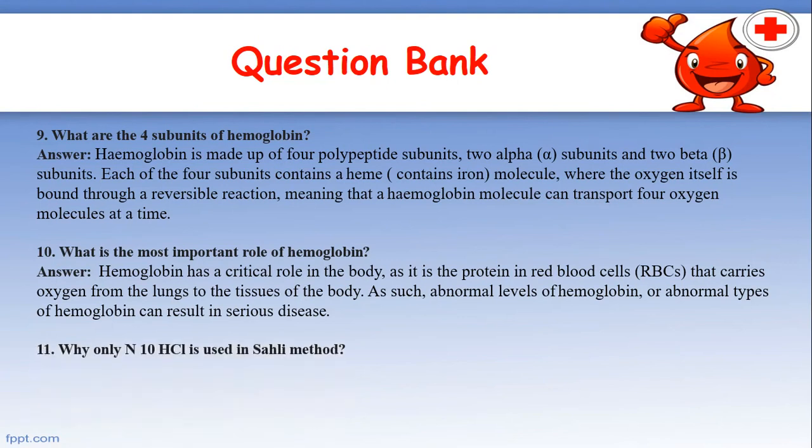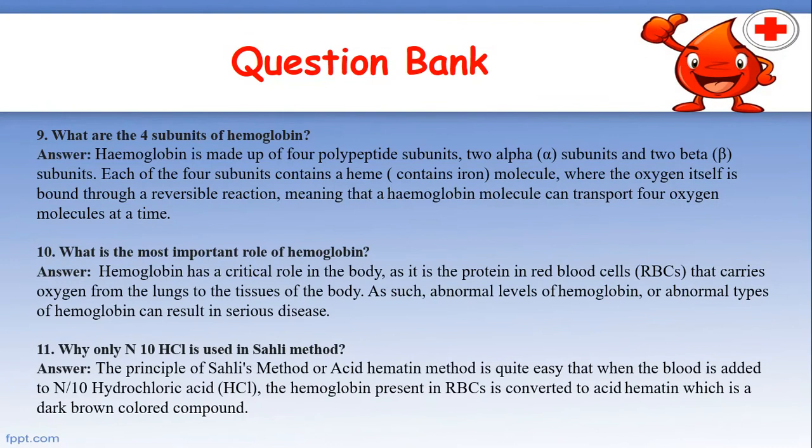Why is only 0.1 normal HCl used in Sahli's method? The answer is, the principle of Sahli's method, or the acid hematine method, is quite easy. When the blood is added to 0.1 normal hydrochloric acid, the hemoglobin present in RBCs is converted to acid hematine, which is a dark brown colored compound.